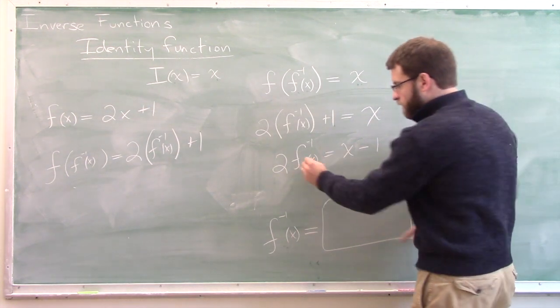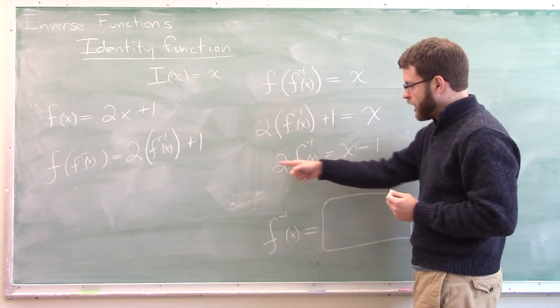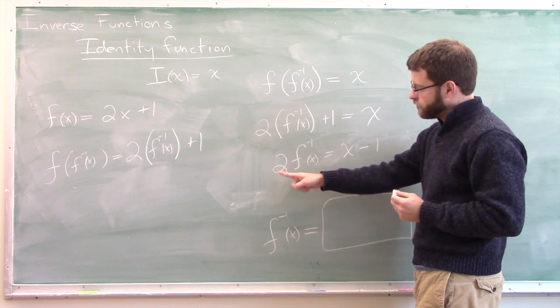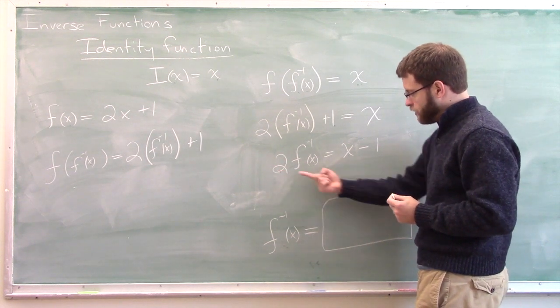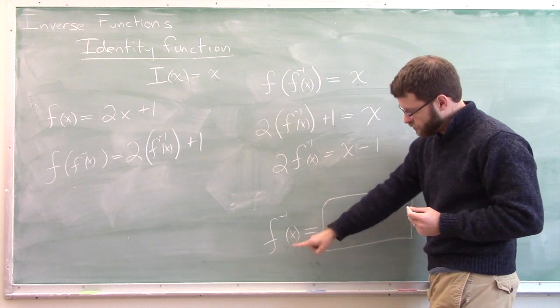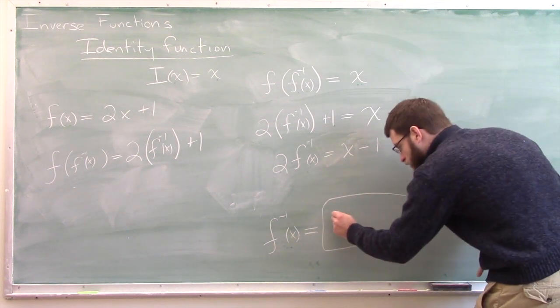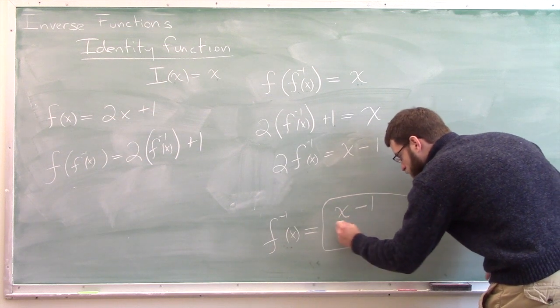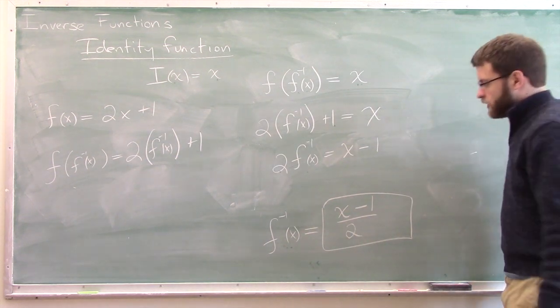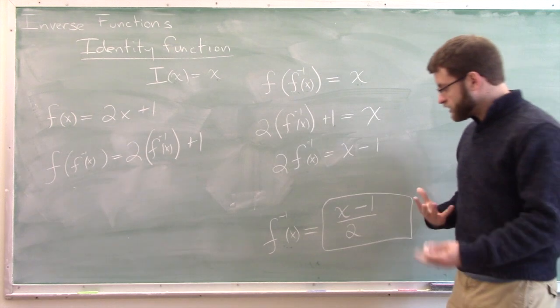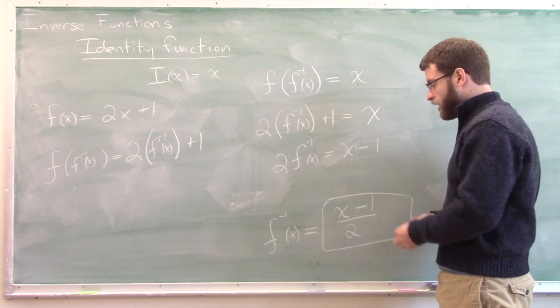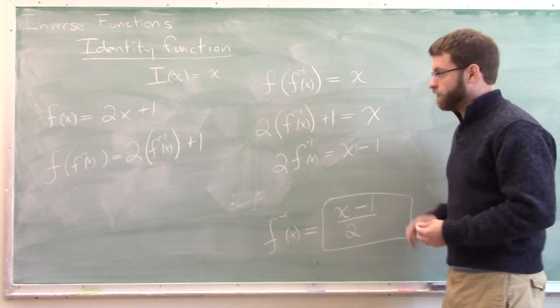And then if I want to finish solving, I can divide by the coefficient here. So divide both sides of the equation by 2. If I divide the left side by 2, I get just f inverse. And if I divide the right hand side by 2, I get (x minus 1) divided by 2. So that actually gives me a way to find a formula for f inverse given a formula for f.